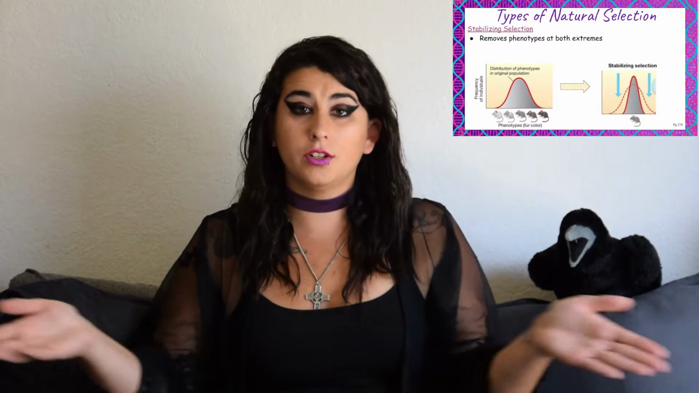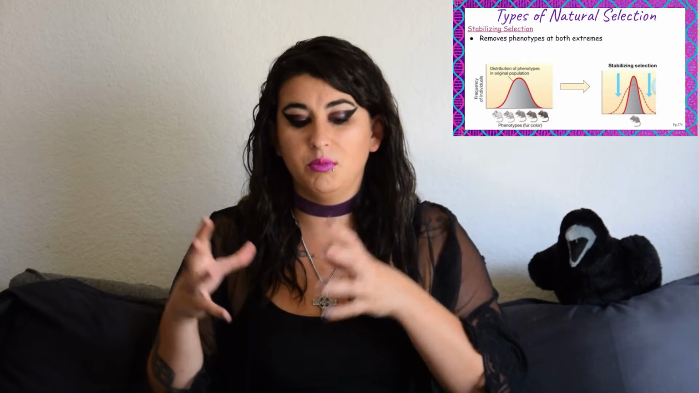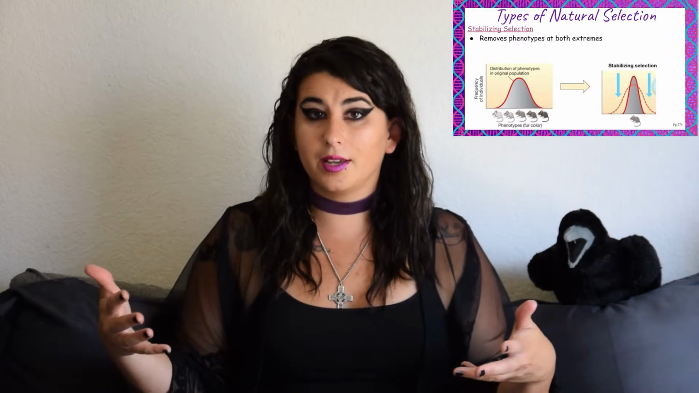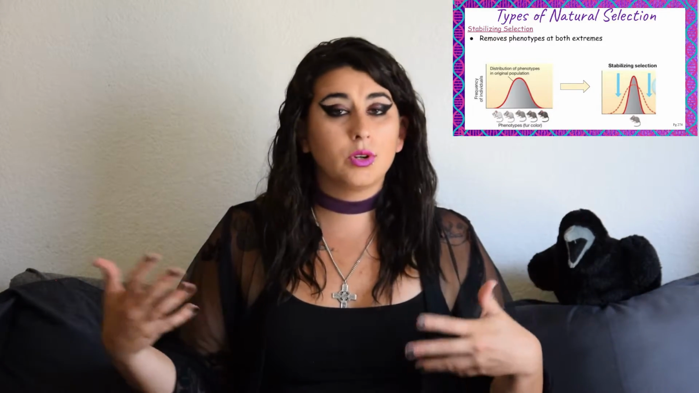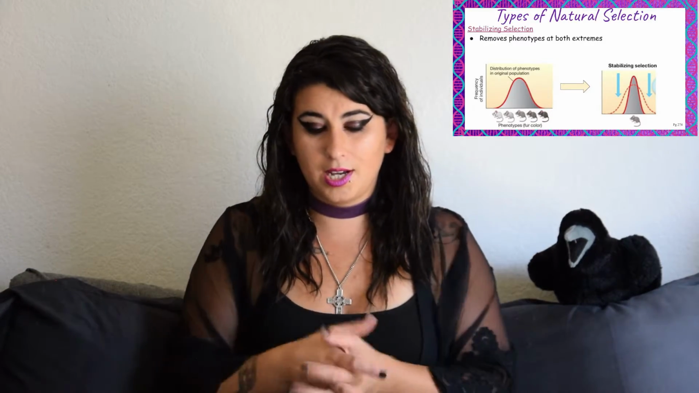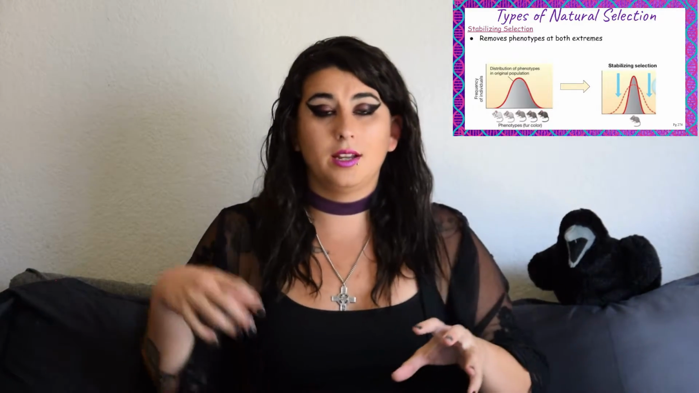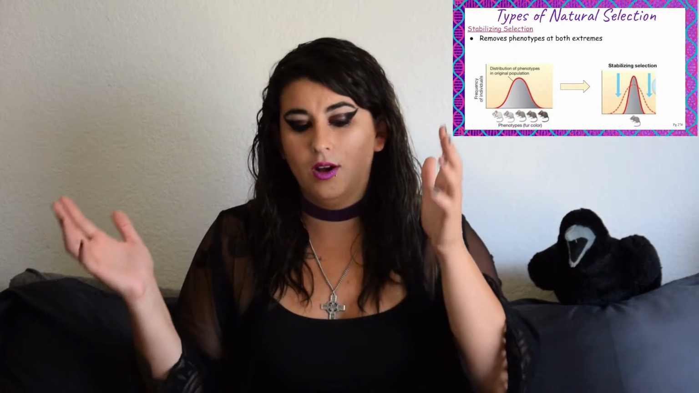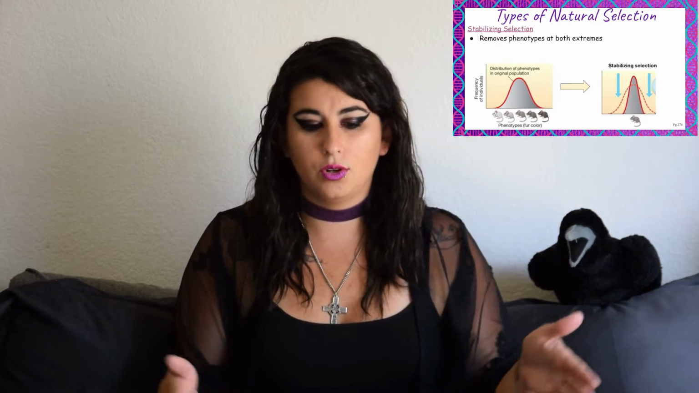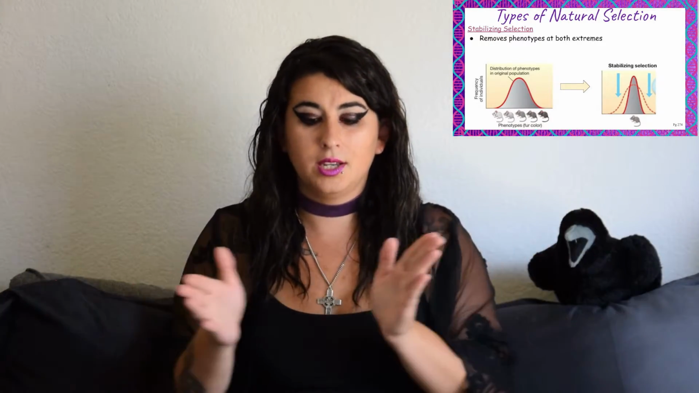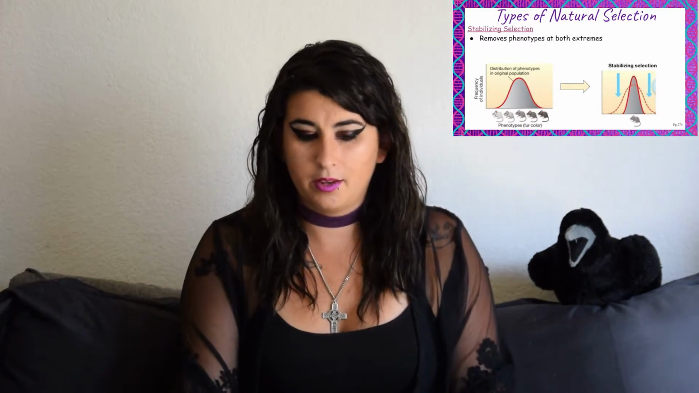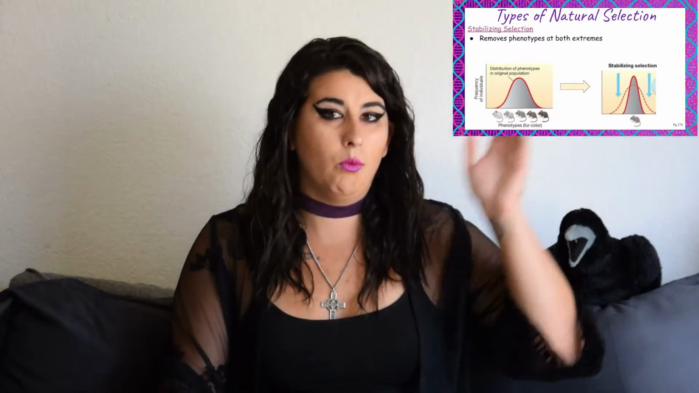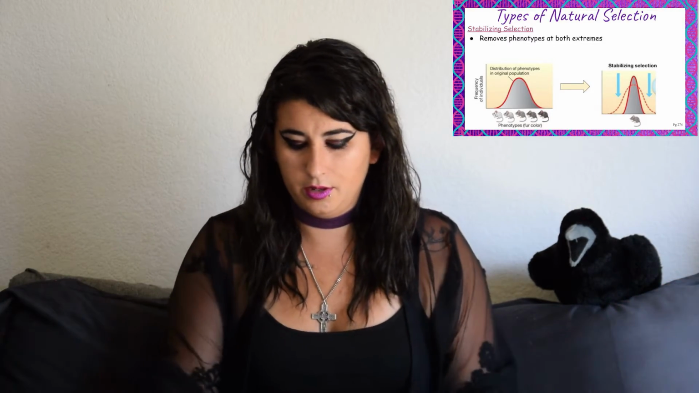Perhaps the habitat shifted and this middle phenotype can hide better against the rocks or the soil or whatever the habitat looks like. But the very light and very dark individuals stand out. They get picked off by hawks, and now our population is just this gray mouse. So the phenotypes at both extremes have been removed. Whereas directional selection, one extreme was removed. Stabilizing, both extremes are gone.